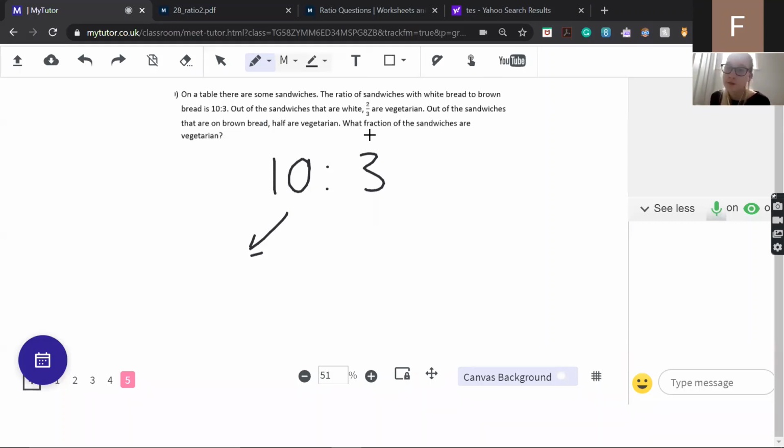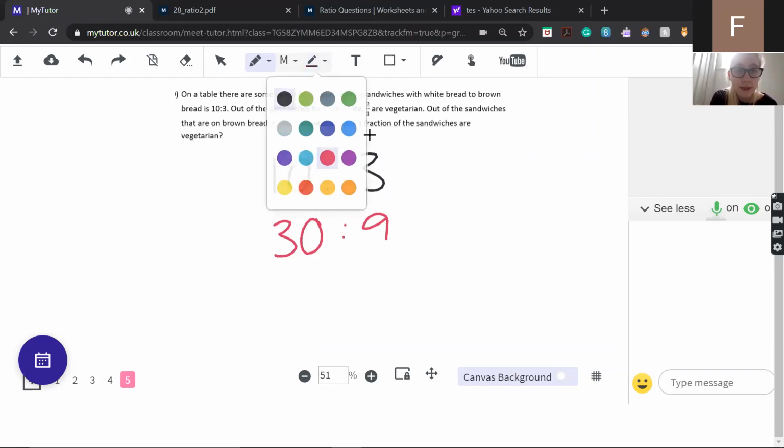So 2/3 of those are vegetarian. So basically 2/3 of the 10 sandwiches. Now that's quite a hard thing to do. So we're going to scale this up and make it something that we can do 2/3 of. This is what someone said before. We could make this horrible fractions, but I'm actually going to scale this up first. So let's times it by 3. Let's make it 30 to 9. Okay.